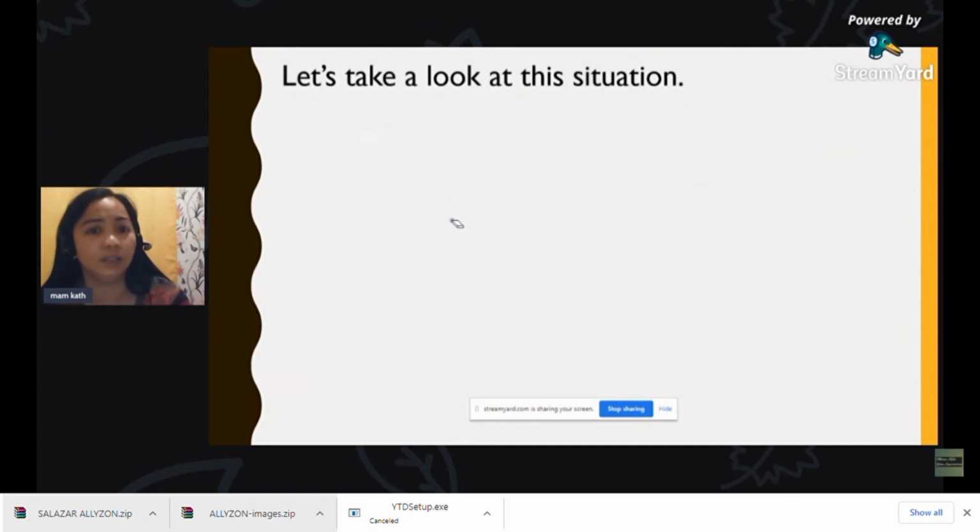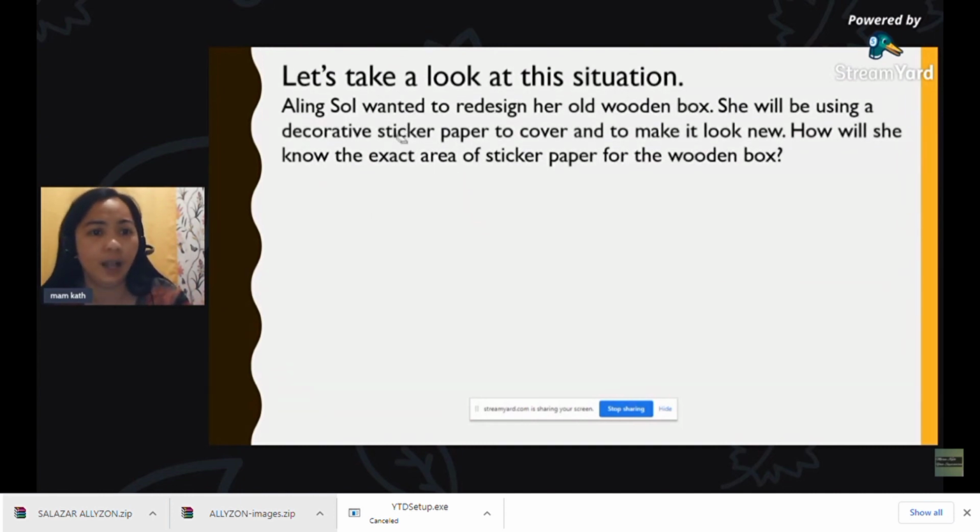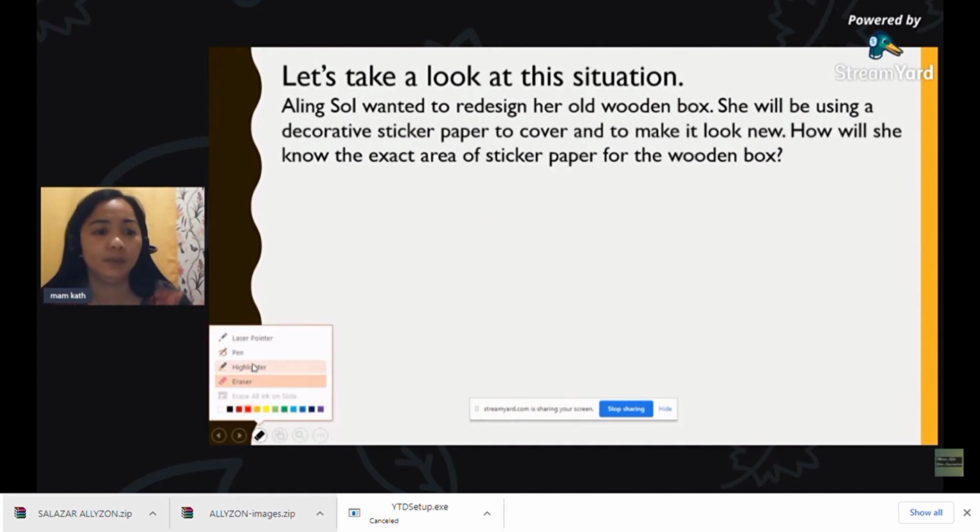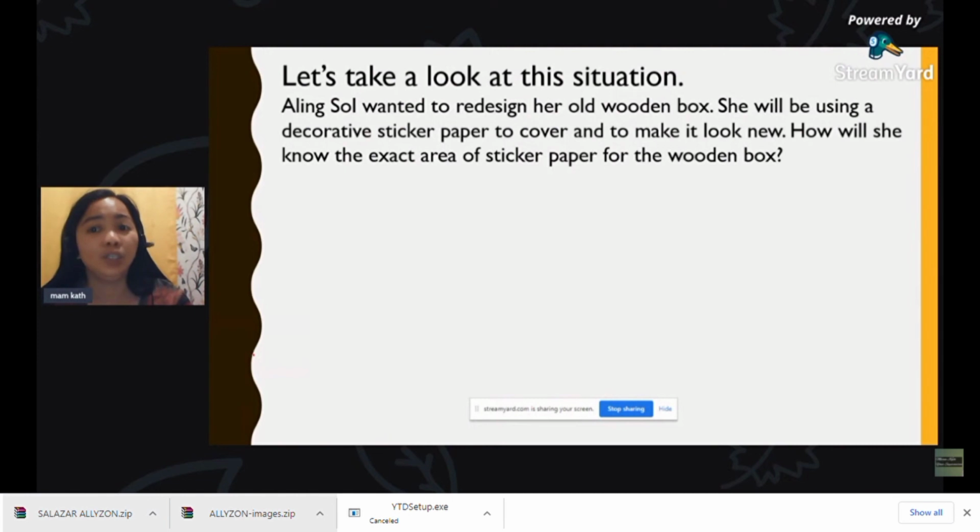Let's take a look at this situation. Alexol wanted to redesign her old wooden box. She will be using decorative sticker paper to cover and to make it look new. How will she know the exact area of sticker paper for the wooden box?